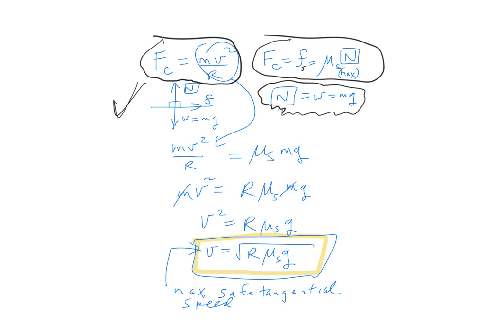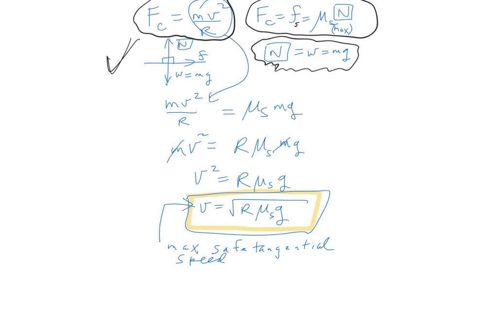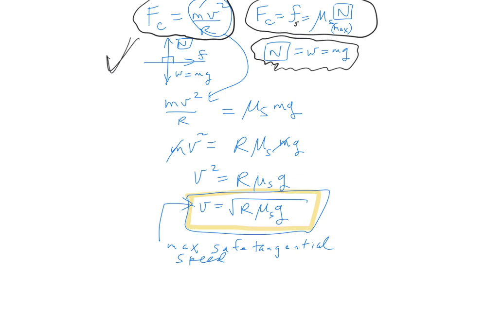Now what I'm going to do is some algebra here. I equate the two equations. And you can see the m cancels out, leaving you v squared equals r mu g. Then v equals the square root of r mu g. So that would be the maximum safe speed that you could take this curve without sliding off on a tangent. So I will write that equation in the gold box right there on your equation sheet.